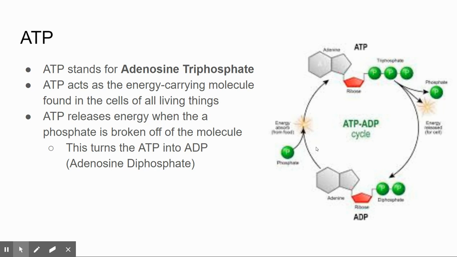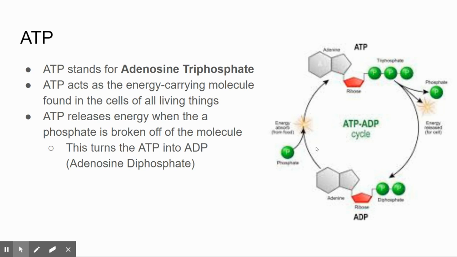ATP is another important molecule. This is one that we will talk a lot about with photosynthesis and cellular respiration. The whole purpose of cellular respiration is to break down sugars into usable energy for the body, referred to as ATP. ATP stands for adenosine triphosphate. ATP acts as an energy-carrying molecule found in the cells of all living things. So basically, it can take energy to where it needs to be used within a cell.